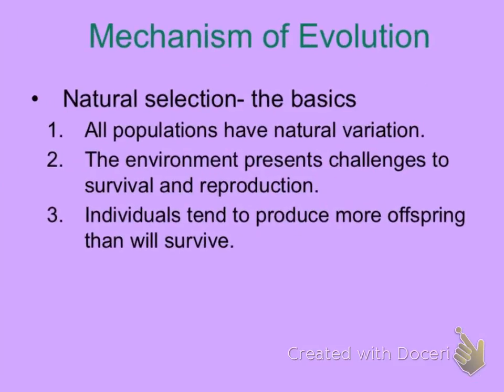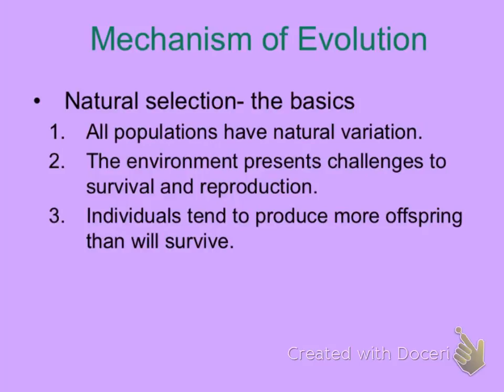Anybody starting to feel like these are somewhat familiar? Individuals tend to produce more offspring than will survive. That mama rabbit has a litter of 8 kits. What are the odds that all 8 of those kits are going to survive to have kits of their own? Pretty bad.